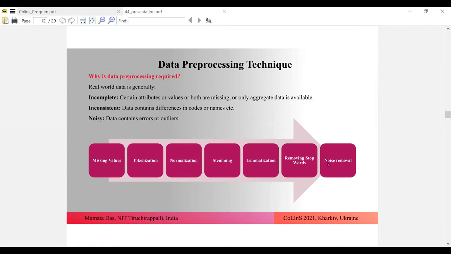So in our method, we have used a data preprocessing technique, and we know data preprocessing is an important issue while processing a raw data set. In this step, we transform or encode the data so that the machine can easily parse it. We have gone through some steps for the purpose of data processing. We can see the seven steps: missing values, tokenization, normalization, stemming, lemmatization, removing stop words, and noise removal.